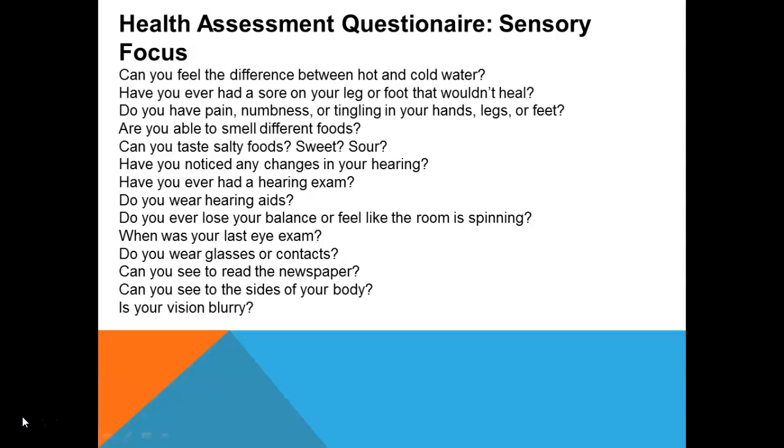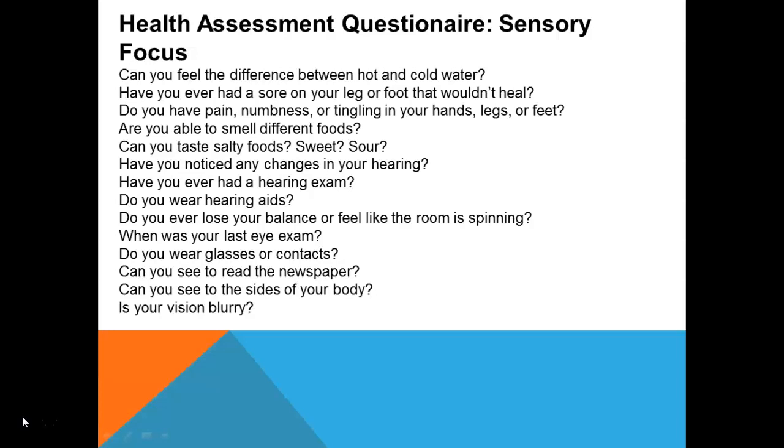Health assessments. We're going to do a questionnaire and ask some questions. I'm not going to read all of these, but these are important. Please look over this slide when you have an opportunity and read these things. These are important for sensory. Can you feel the difference between hot and cold water? Do you have a sore in the leg that hasn't healed? And so on and so forth.